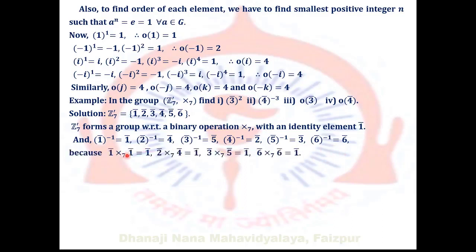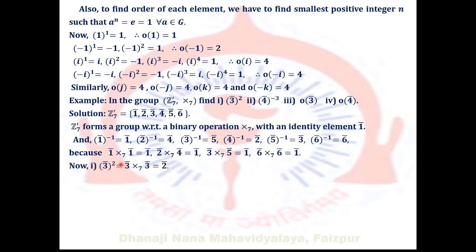Because we have 1 bar into 1 bar with the operation multiplication modulo 7 is 1 bar, then 2 bar into 4 bar is 1 bar, 3 bar into 5 bar is also 1 bar, and 6 bar into 6 bar with respect to the operation multiplication modulo 7 is equal to 1 bar.